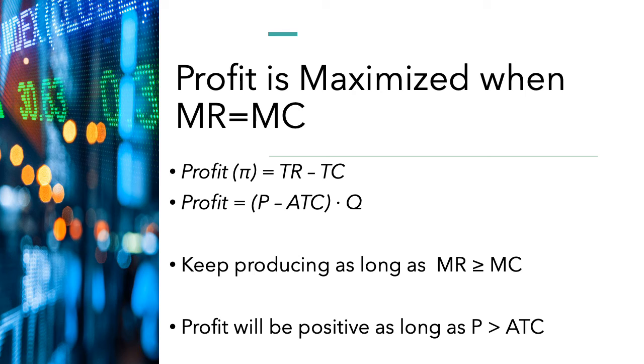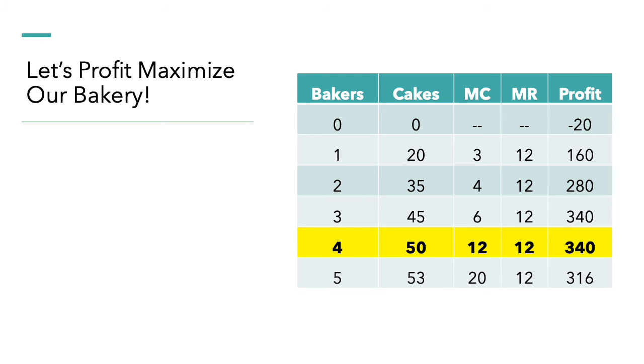So remember, total revenue minus total cost. We can also find profit by taking the price minus the average total cost times the quantity sold. And that's going to be a helpful equation when we look at our profitability of firms. So we could keep producing as long as marginal revenue is greater than or equal to marginal cost. And profit will be positive as long as the price is greater than the average total cost. As we saw earlier in the previous example, the point where the marginal revenue equals the marginal cost is when we have 4 bakers and we bake 50 cakes.